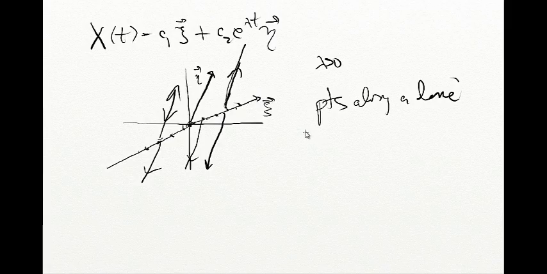And then we get a series of half lines, all parallel, coming off that line. Okay? And the direction of motion is determined by the sign of the eigenvalue lambda.